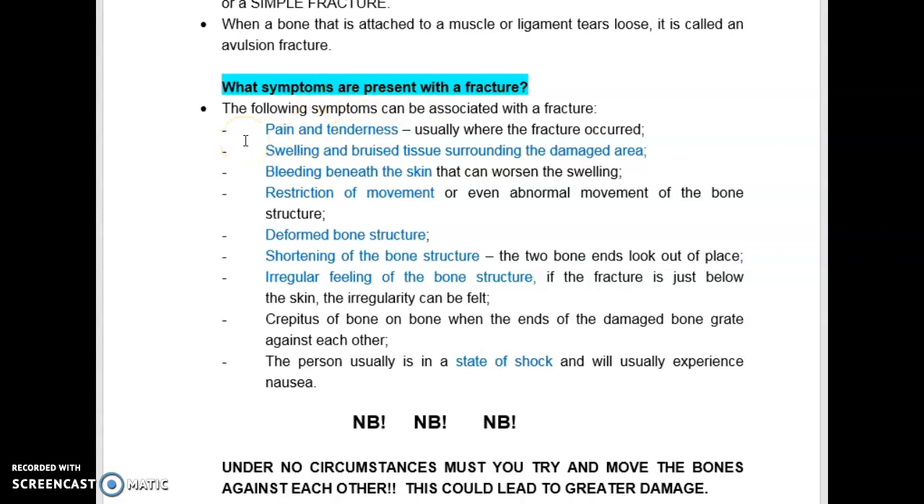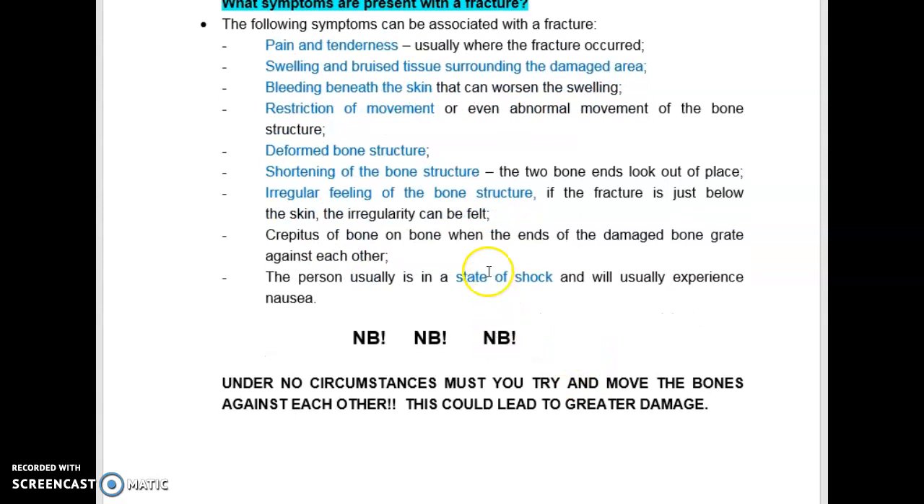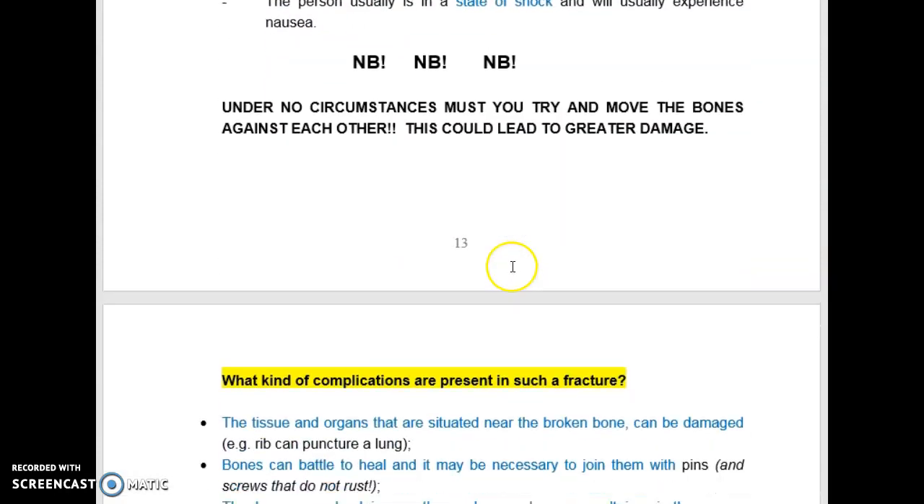What are the symptoms that are present with a fracture? Now, there's pain and tenderness. If you remember, we looked at our foot for this. So pain and tenderness, swelling and bruising, bleeding beneath the skin that makes the swelling even worse, restriction of movement. You can't move the foot. Your foot is skew, it's deformed, the bone structure. Maybe it's even shorter. If you broke a leg, then your leg is going to be shorter. The shortening of the bone structure, and the irregular feeling of bone structure. So you will maybe feel that there's even a break there. And the person will most likely be in a hectic state of shock.